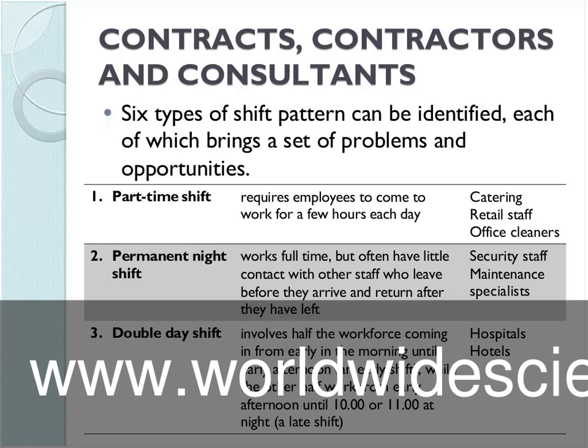The next one is double day shifts. Double day shifts involve half the workforce coming in from early in the morning until early afternoon, while the other half work from early afternoon until 10 or 11 at night. Handover periods occur between the 2 shifts when everyone is present, enabling the organization to operate smoothly for 6 to 8 hours a day.